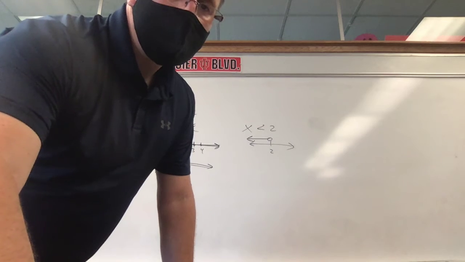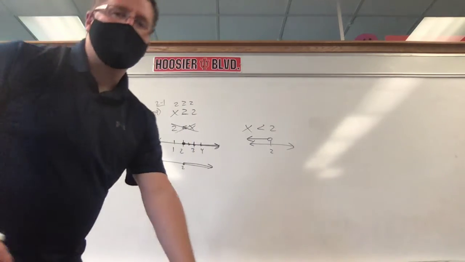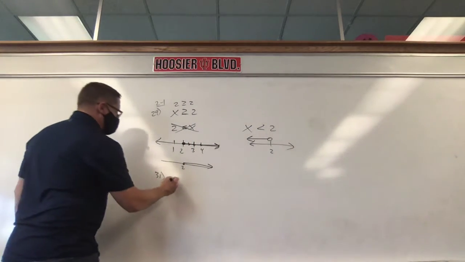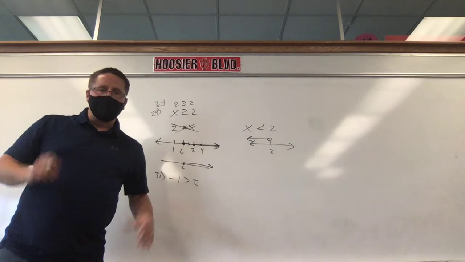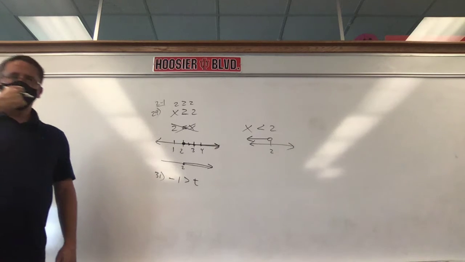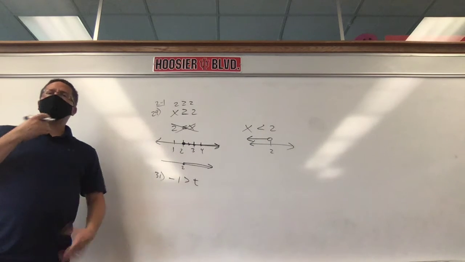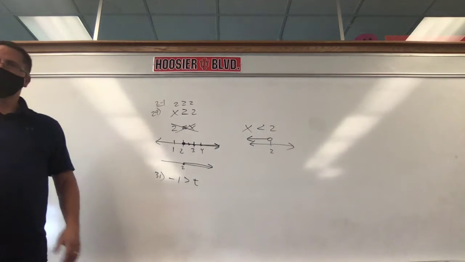Okay. And again, I'm going to try to make these as easy as I can. It says -1 is bigger than t. Now, is that an inequality? Yeah, why? Let me ask you this. What makes an equation an equation?